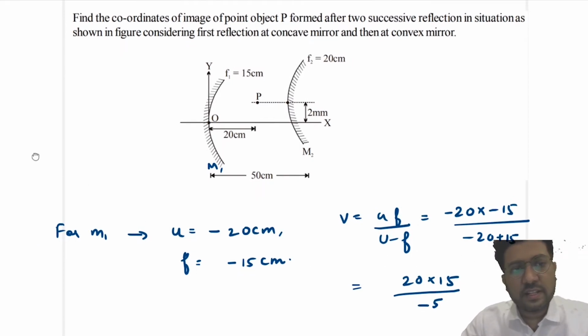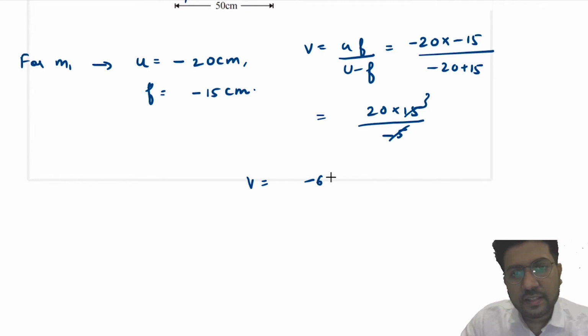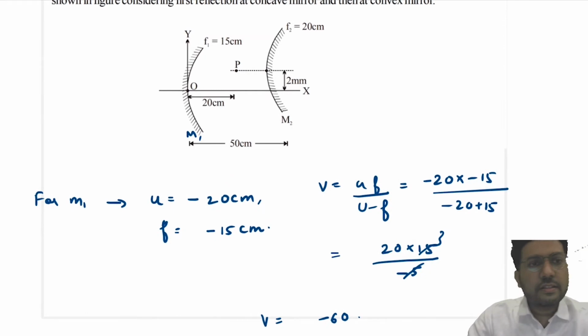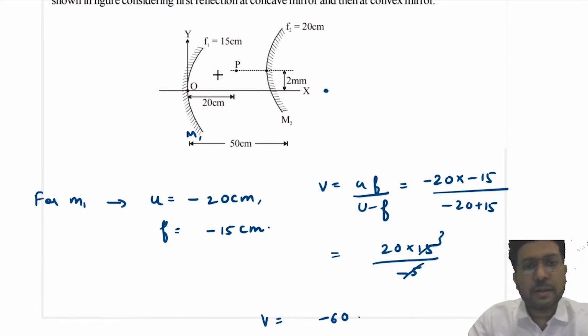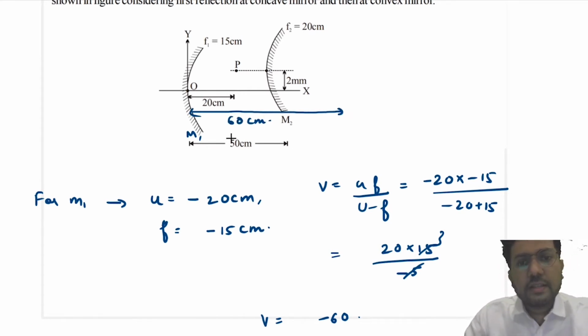So from this you will get v is equal to minus 60, right? So v is equal to minus 60. So let us see, this distance is given as 50 centimeter. This is 20. So the image will be formed somewhere here, right? At a distance 60 centimeter. But you also have to see the axis. This time the axis of both the mirrors are shifted. First let us see the magnification.